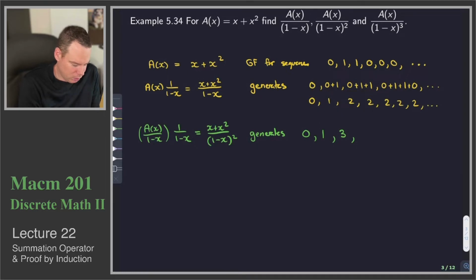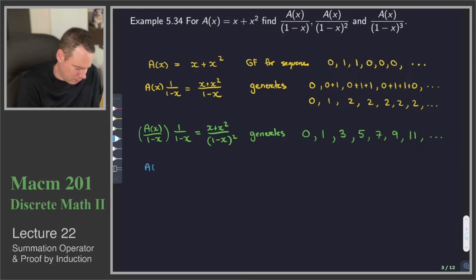So basically we're adding 2 to the previous one. So that would be 5. Then we add another 2, 7, and add another 2, 9, 11, and so on. So that is the generating function for that sequence. And then we do it again.